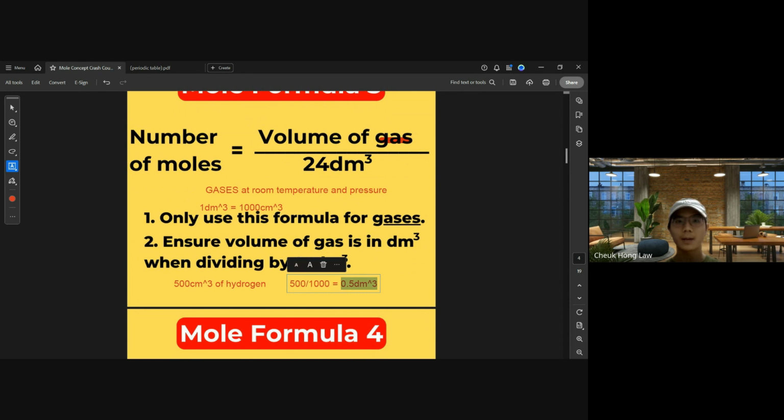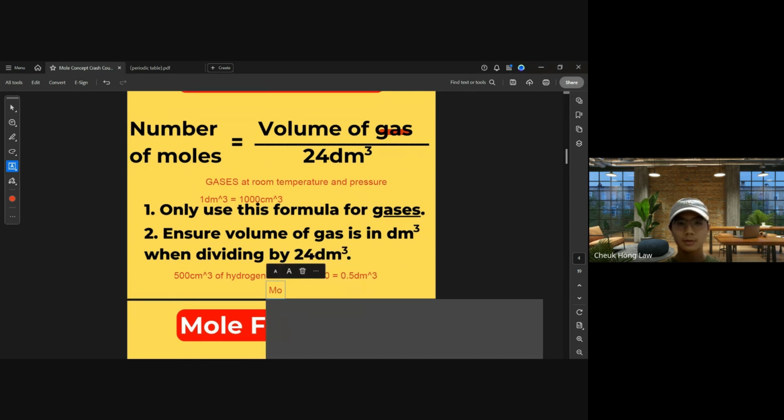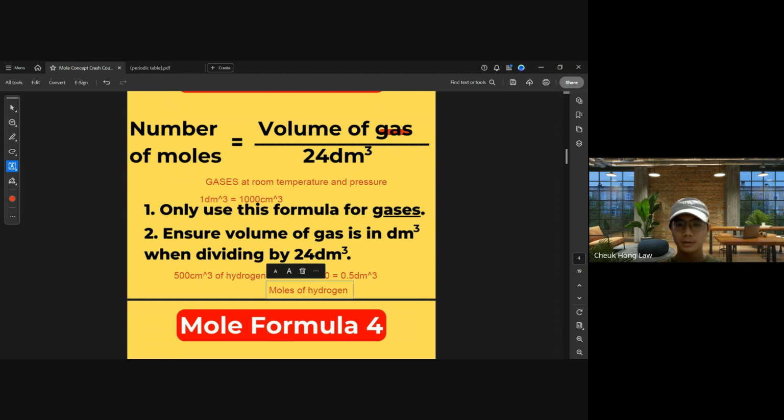Okay, so how do I find number of moles? I just divide it by 24. Okay, so moles of hydrogen, 0.5 divided by 24. Okay, then if you put it in your calculator, you'll get this value.